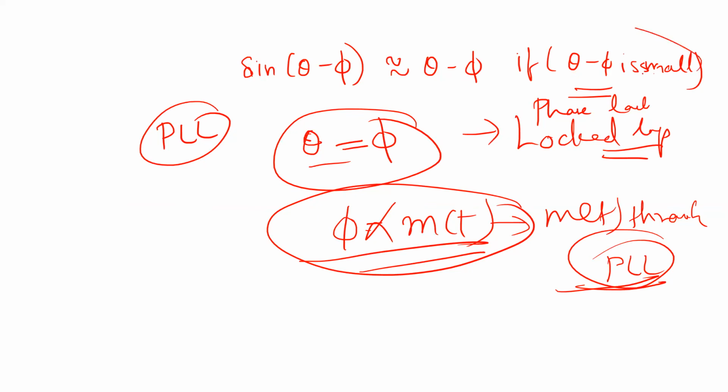Now I can say sine of theta minus phi is equal to theta minus phi if theta minus phi is small, and theta minus phi can only be small when theta is almost equal to phi. We have learned that phi is directly proportional to m of t. Hence, I can find out m of t. This is what the phase lock loop process of demodulation is. Any doubts, Jerry? That's the whole purpose of PLL, is it?